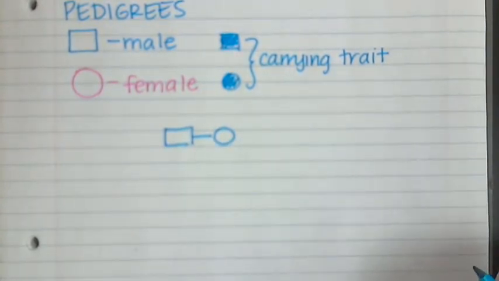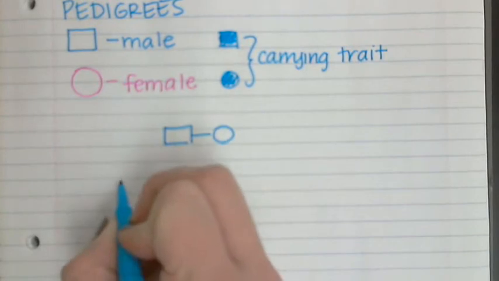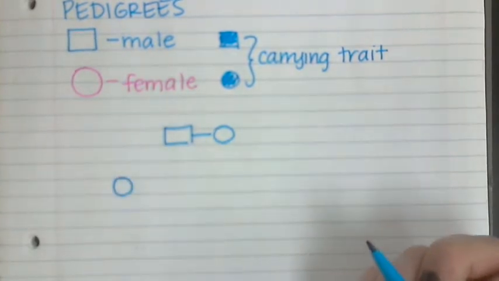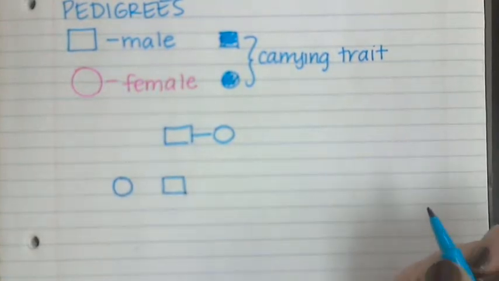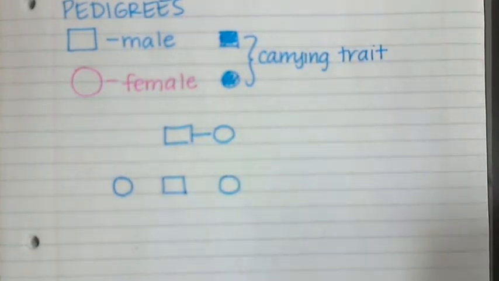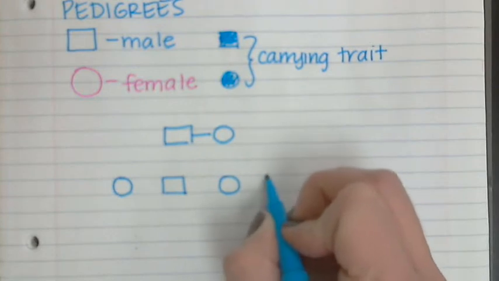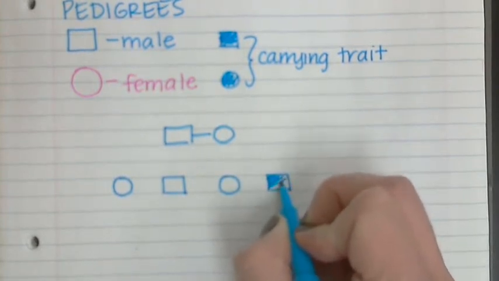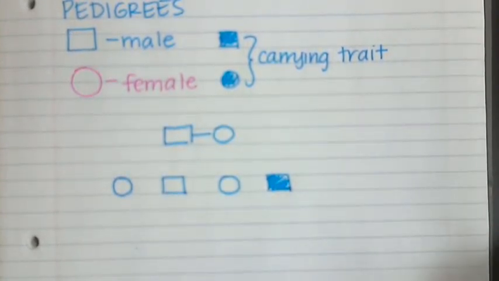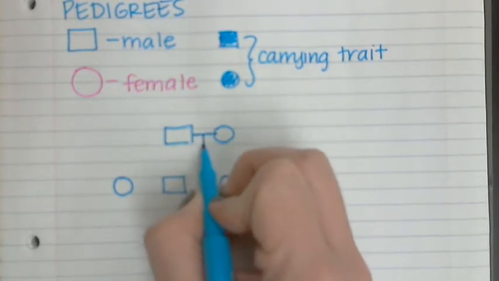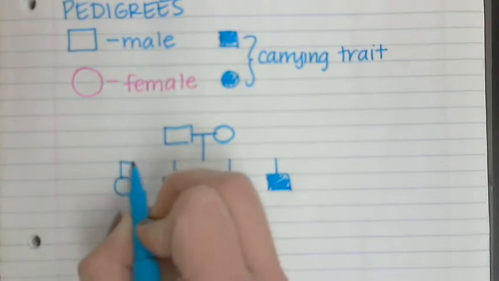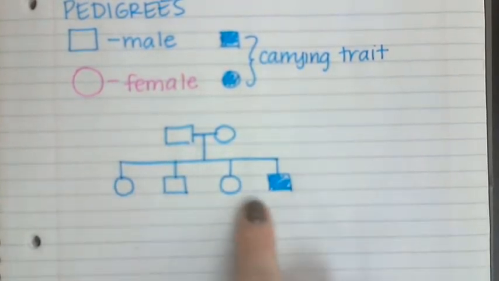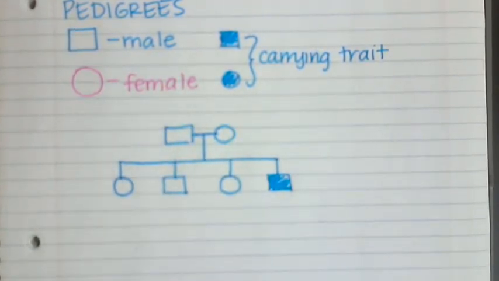They're not shaded in because they do not have the trait. And they have 4 children. They have a daughter that does not have hemophilia, a son that does not have hemophilia, another daughter that does not have hemophilia, and a son that does have hemophilia. So we're going to connect those so that you can see all of these individuals are related in a family.